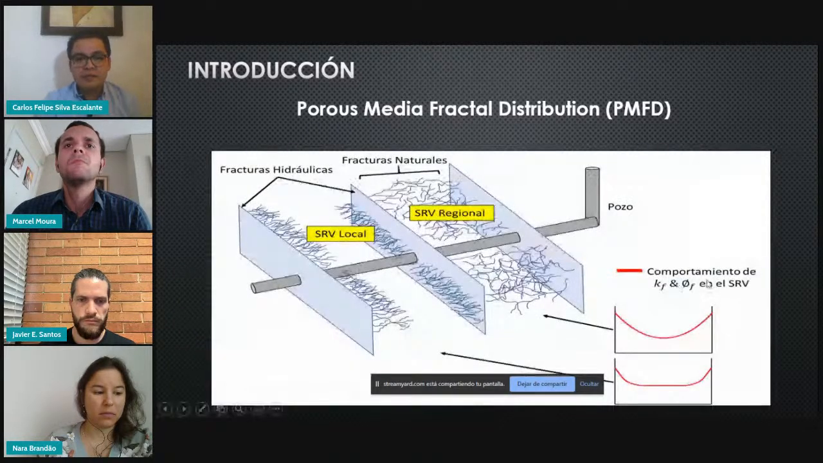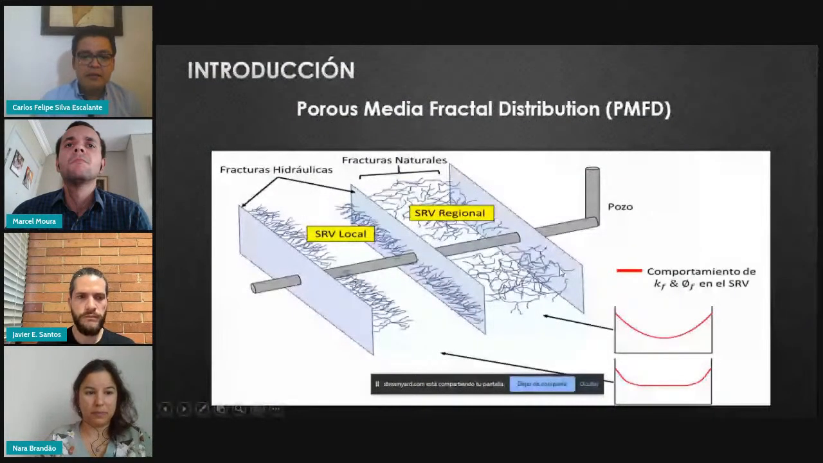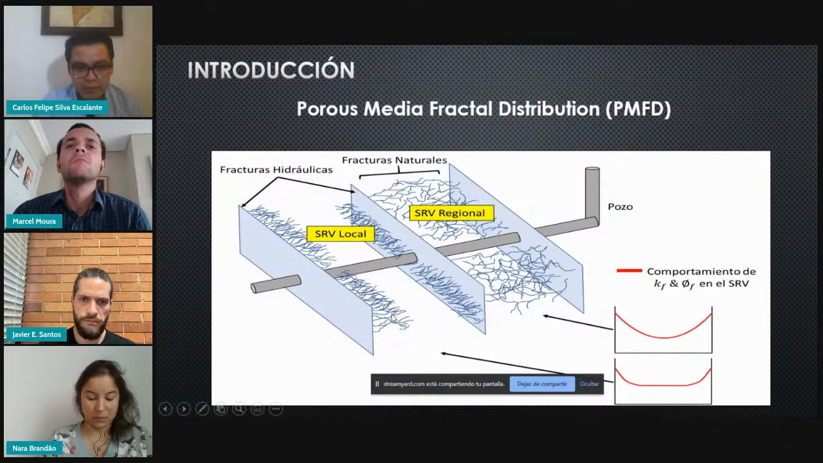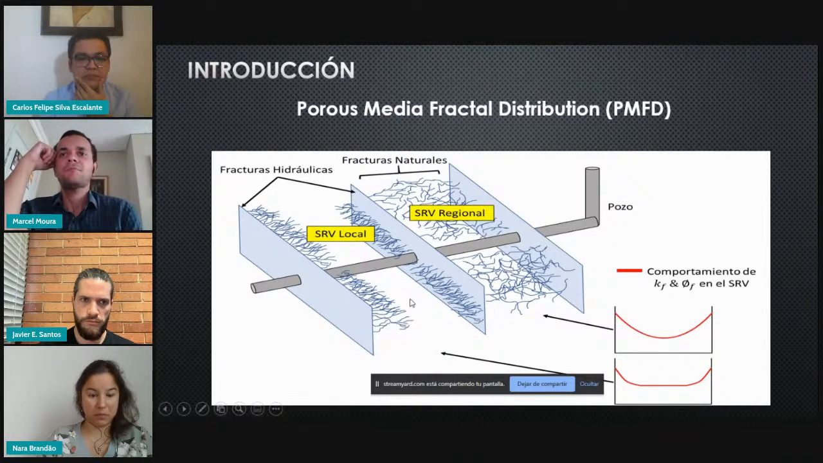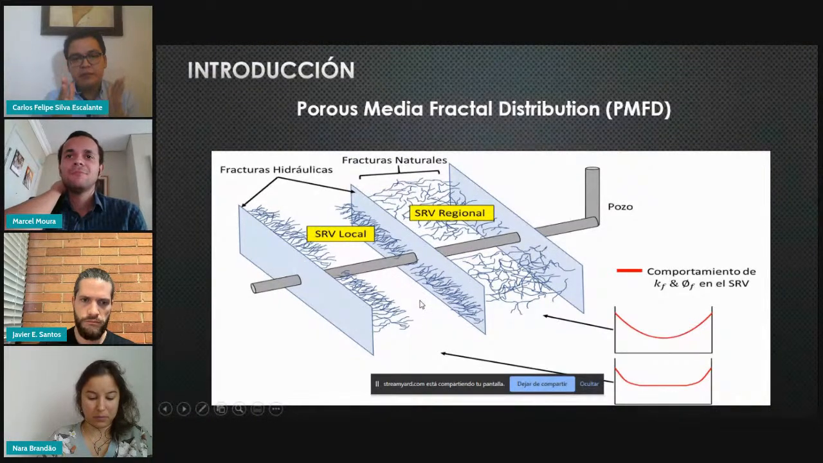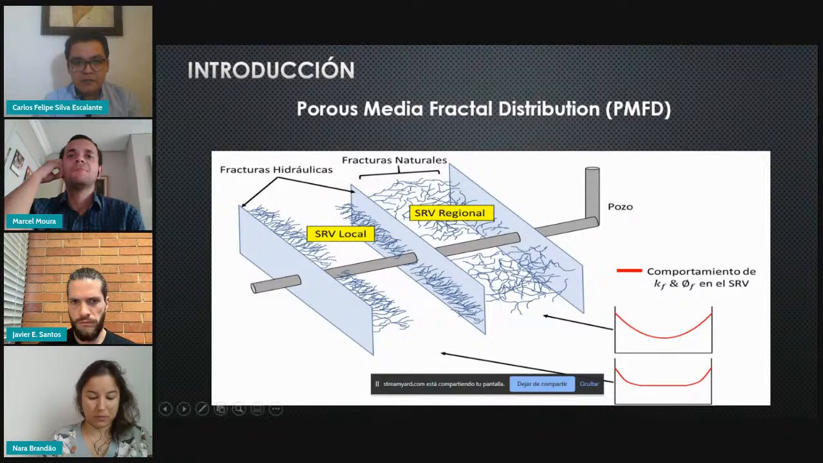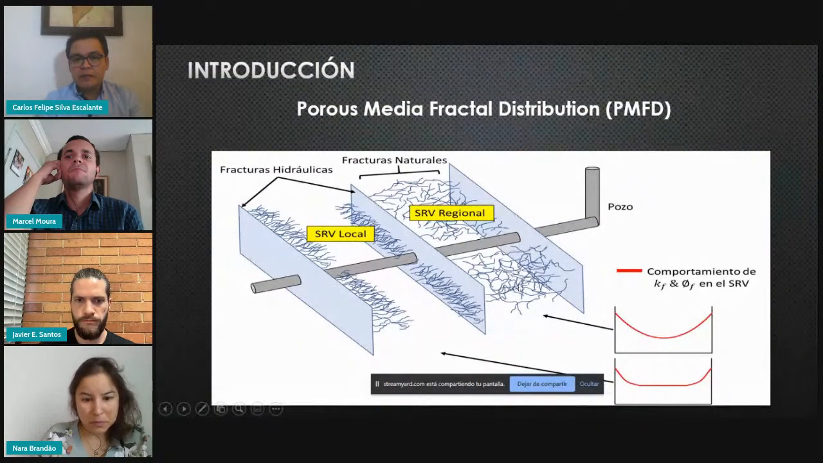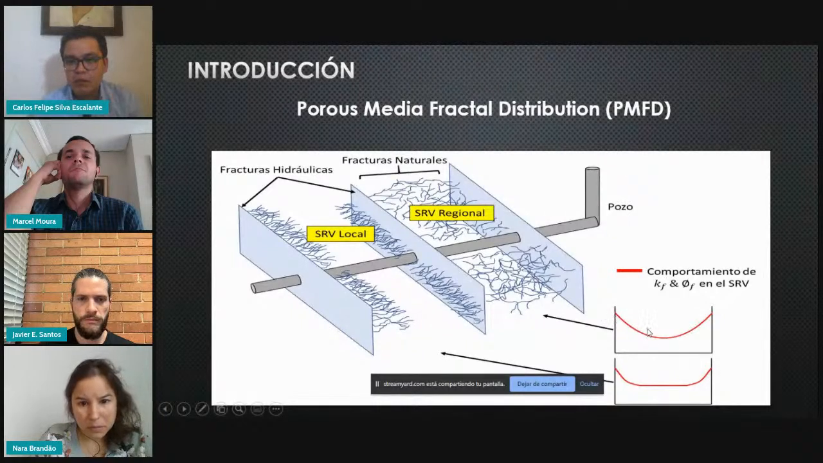In the next slide, we can see two SRV types. On the left, we have the local SRV. These blue planes are the hydraulic fractures, and these blue lines represent the natural fractures. And we can see this behavior in the isolated zone between hydraulic fractures. Then, if we have this case, we consider this behavior of the permeability and porosity of the natural fractures, just in this case. Then, if we consider totally connected natural fractures, we have this power law behavior.